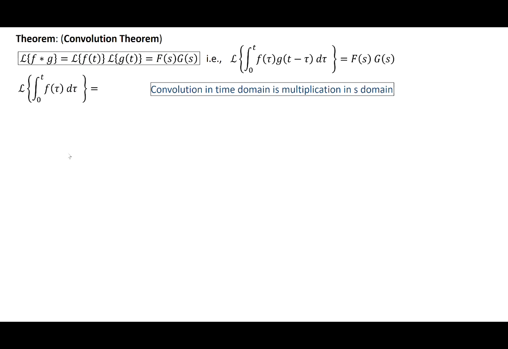Now, let me ask you. Can you figure out what Laplace of integral 0 to t f of tau d tau ought to be? I'm asking you to look at this particular result over here. Laplace of integral 0 to t f of tau g of t minus tau d tau is f of s times g of s, which came right from this guy. The definition of f convolved with g is this integral, and Laplace of f convolved with g is f of s times g of s. That's what we wrote here.